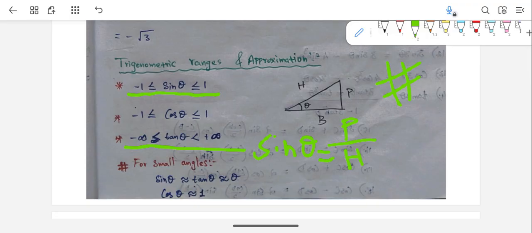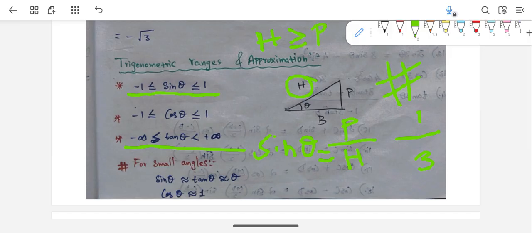So for example, if you take 1 by 3, what will be the answer? It will be less than 1, right? So when you take fractions like this, with the smaller value in the numerator and the larger value in the denominator, it will always be less than 1. If both are equal, it is 1, right? I hope now you understand. So here H is always larger than P. It can be equal to P, but it can't be smaller. The hypotenuse side is always larger. So H is always larger, or you can say equal, but it can't be less than P.